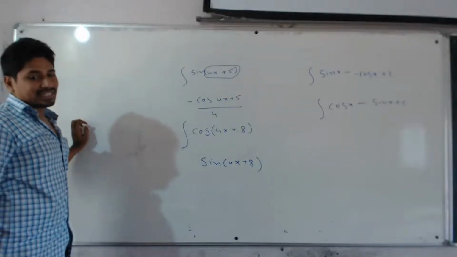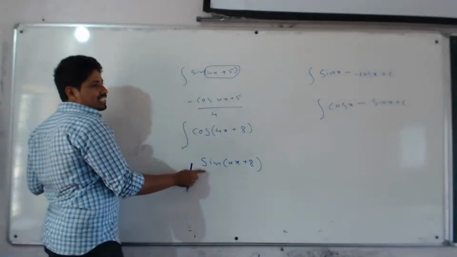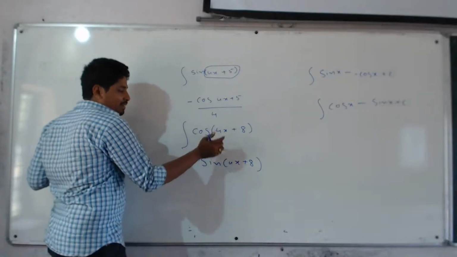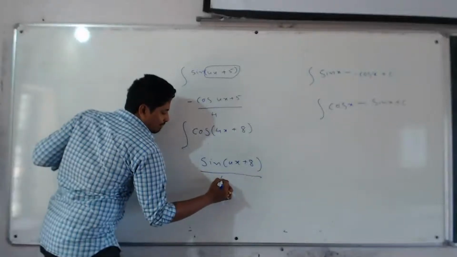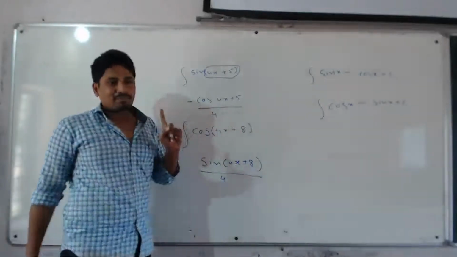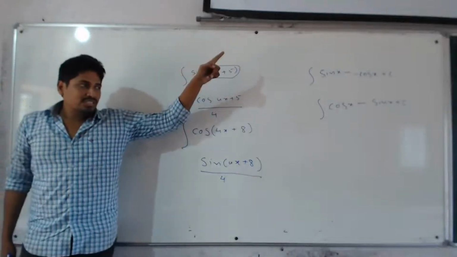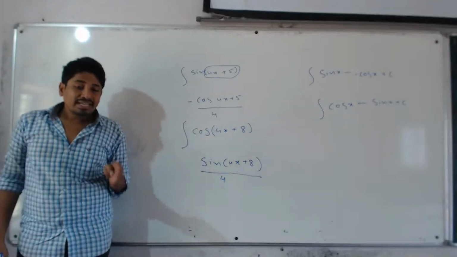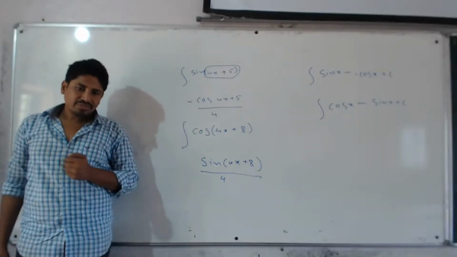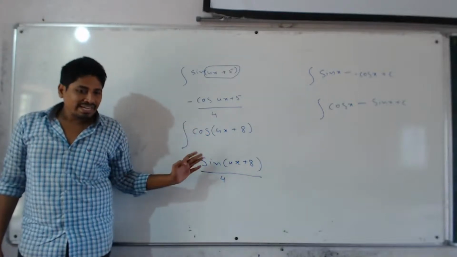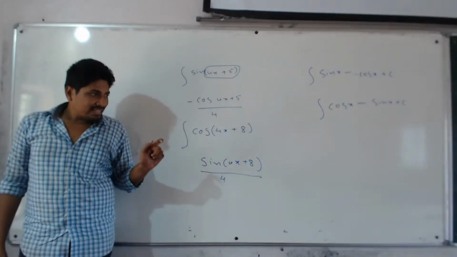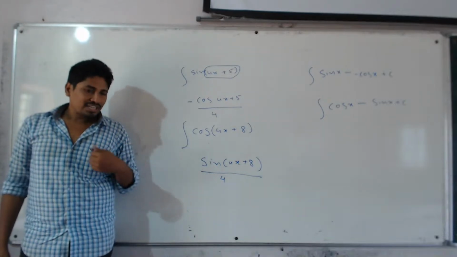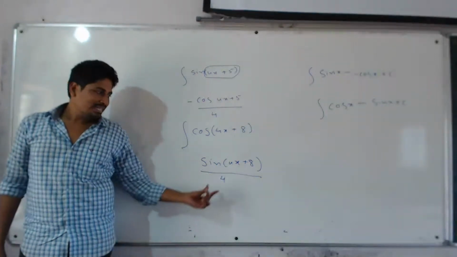Keep it in mind, it does not end here. There is one more step: the x coefficient will come in the denominator. Keep it in mind. In derivatives, if ax plus b is in the place of x, the x coefficient will come side by side, as a multiplier. In integration, if ax plus b is in the place of x, then the x coefficient will come in the denominator.